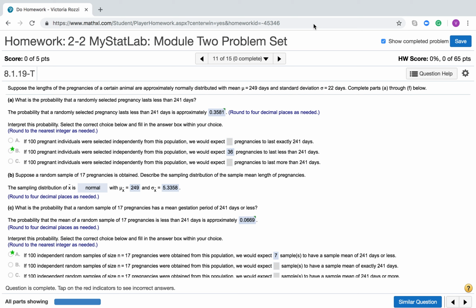Okay, so this is a problem for homework 2, number 11, also known as 8.1.19-T. Here they give us some information about a distribution, and we have to answer all of these questions. So we're going to walk through this. Don't worry, I know it seems like a lot, but it's actually a lot easier than you think.